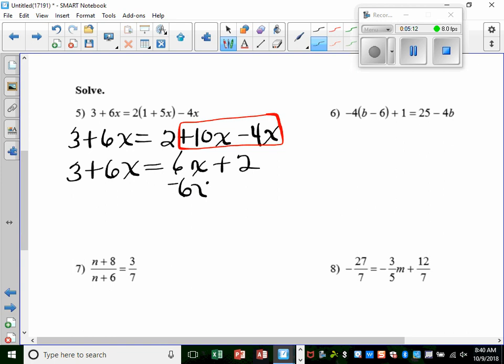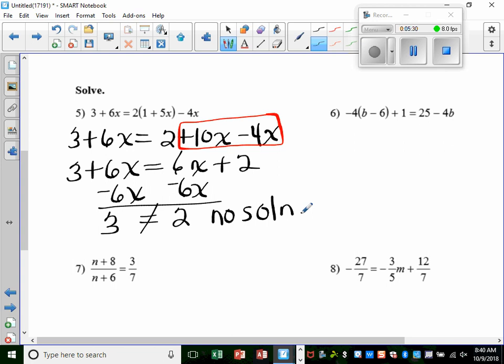So now when I try to get all my variables to one side, you're going to notice, and some of you made this mistake on your quiz, you didn't know what to write when you ended up with two numbers that did not equal each other. That means it's no solution. If the two numbers equal one another at the end, then you have all reals. So that's the difference, because you might see one of those types on your test, either a no solution type of equation or an all reals type of situation.